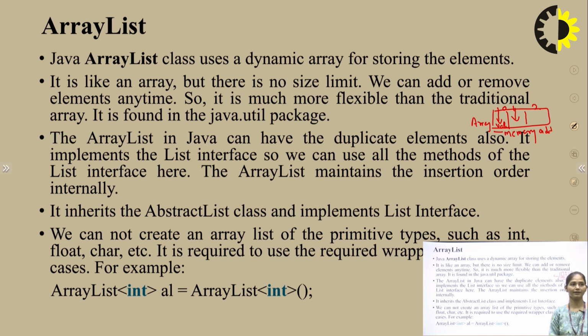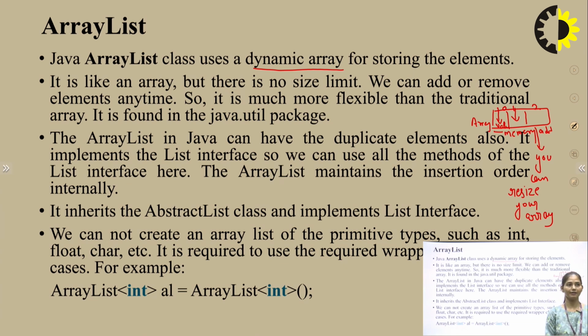Now what is this array list? In Java programming you can use an array list as a dynamic array for storing the elements. Dynamic array means you can resize your array. So you can resize it, and you can say that it's a dynamic array. You can add elements and delete elements at the end of it.